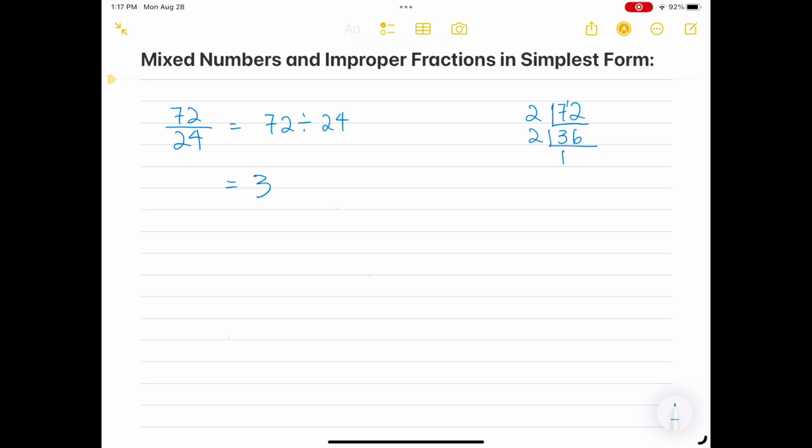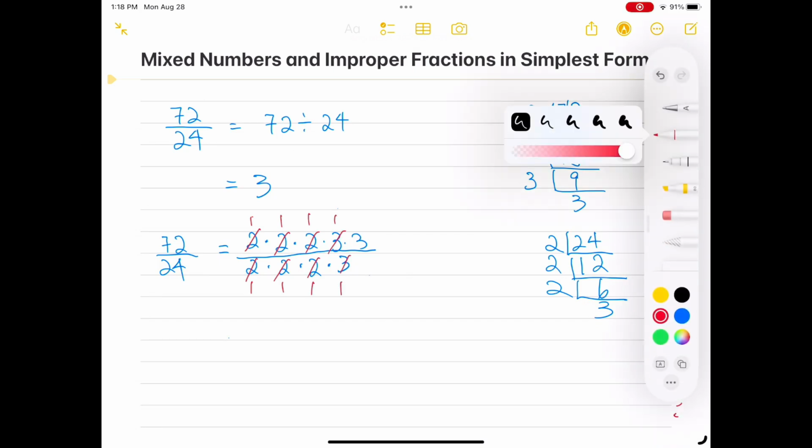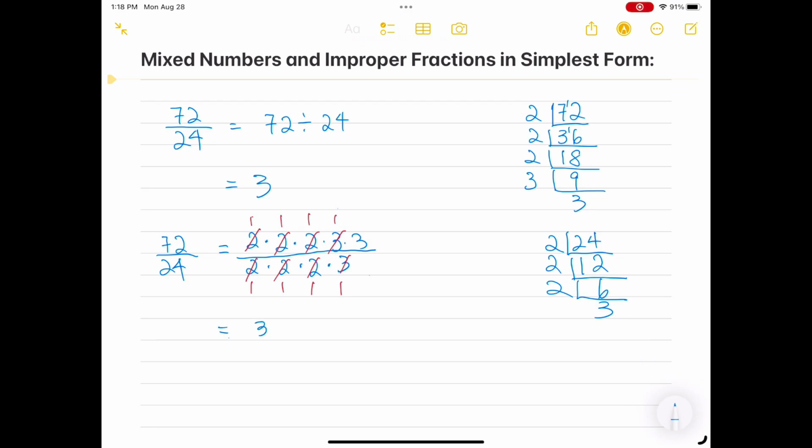The other way we could have done this problem would be to find the prime factorizations of each number. So the prime factorization of 72 is 2 times 2 times 2 times 3 times 3. And the prime factorization of 24 is 2 times 2 times 2 times 3. Now we cancel like factors. So the 2s in the numerator cancel with the 2s in the denominator, and the 3 in the numerator cancels with the 3 in the denominator, and you just have a 3 left in the numerator. 72/24 equals 3.